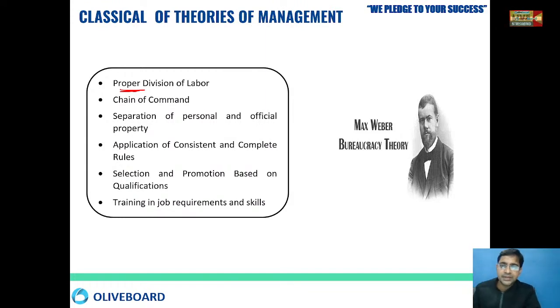Okay, then property difference, separation of personal property and official property. Okay, and properly applying all the consistent and complete rules. Selection of the employee and promotion should be done based on qualification, and training on the job and skills should be given to all those people. Okay, training should be given to all those people during the job itself.